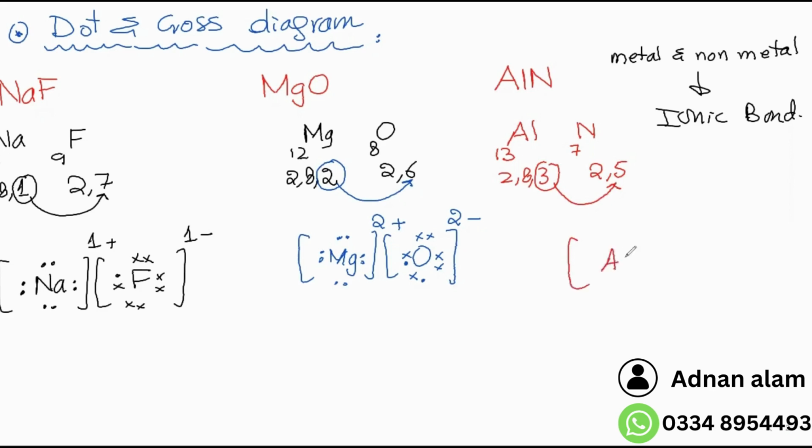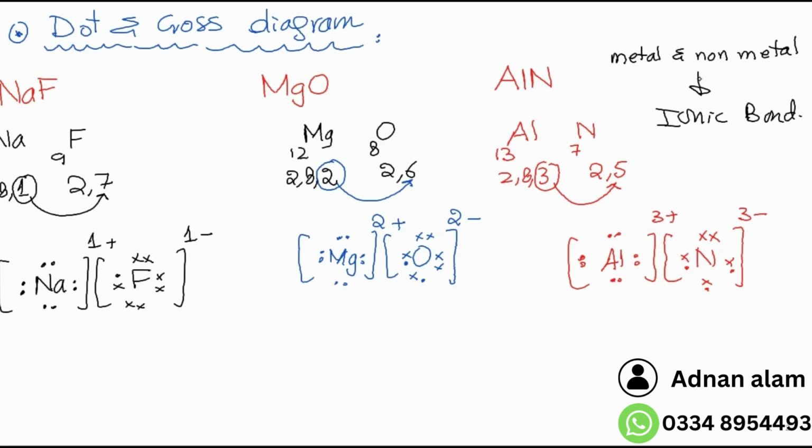So aluminum becomes a tripositive ion, like this, with 8 electrons in the valence shell now. And the nitrogen, which had 5 electrons in its valence shell, receives 3 electrons from aluminum, and now nitrogen becomes nitride. These are the dot and cross diagrams for the 3 ionic compounds you have.